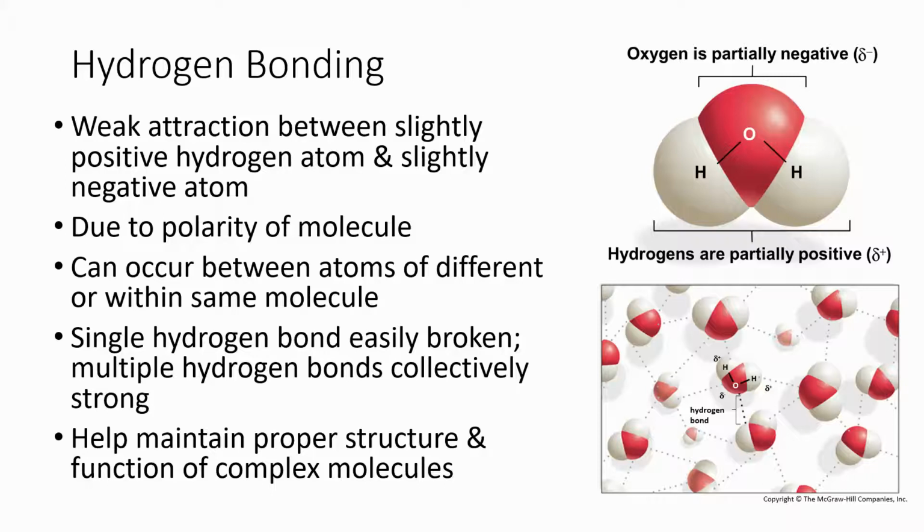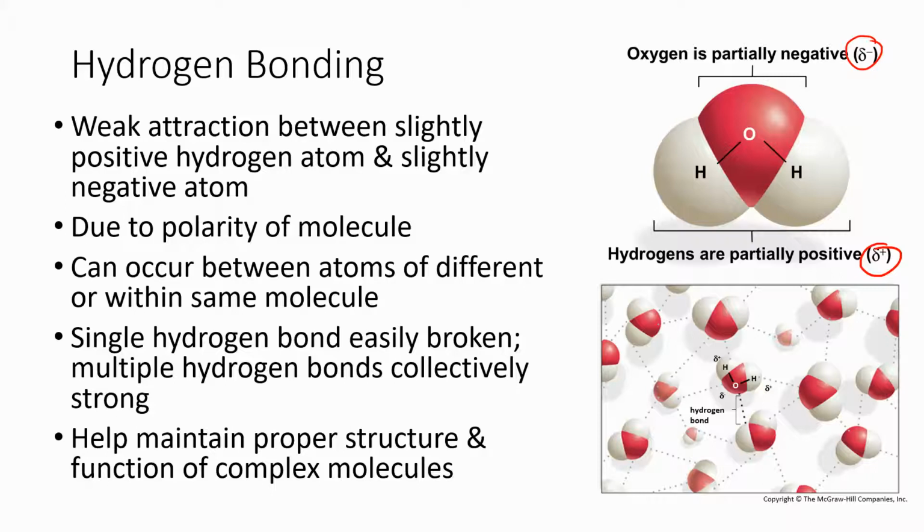So here is that partial negative symbol that I was talking about and partial positive symbol. So notice that you have these slightly charged areas on a water molecule. The oxygen, like I said, is partially negative. Together, the partial negative of the oxygen and the partial positives of the hydrogens cancel each other out, which is why the molecule as a whole is not charged.